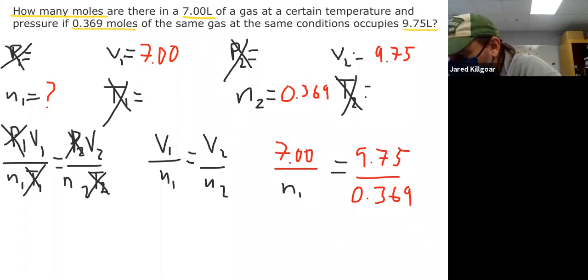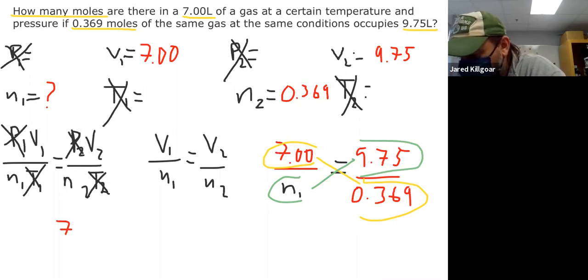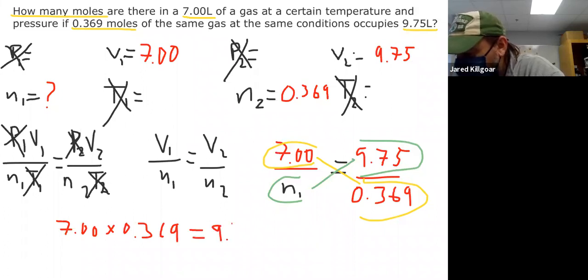From here, you can cross multiply. We take the numerator of one and multiply it by the denominator of the other, and likewise take the denominator of one and multiply it by the numerator of the other, and set those equal. That's cross multiplication. So what we end up having is 7.00 times 0.369 equals 9.75 times N1.